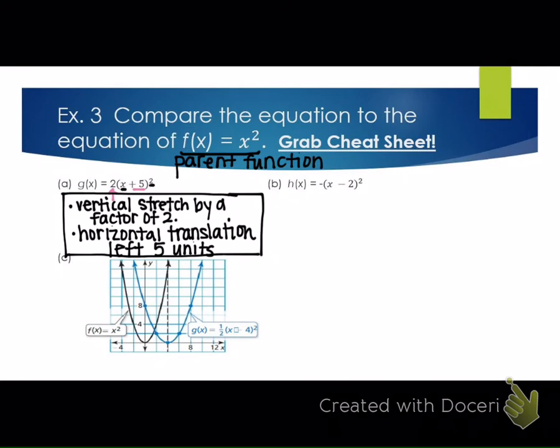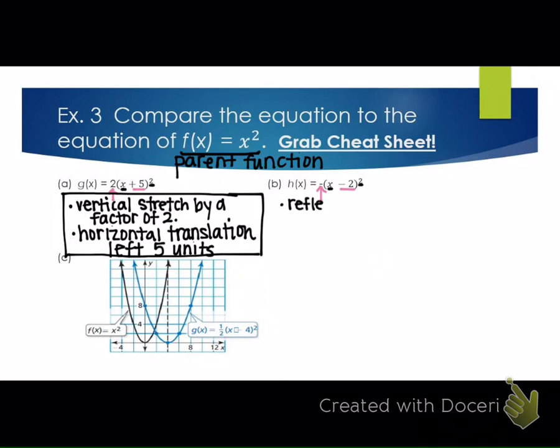Let's look at letter B. Again, let's find that parent function, because that'll help me to see what they are doing to this function. How many transformations have they done to this function? 2. Again, what are they? Okay, we got a negative sign right here and a -2. All right, good. Let's start with the sign. Which type of transformation has a sign change? A reflection. All right.